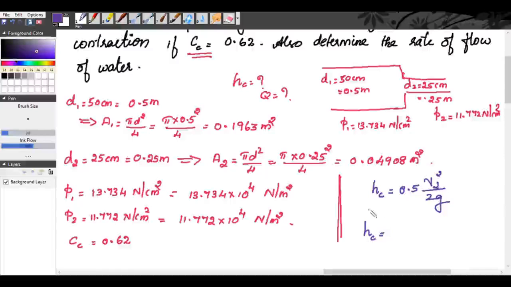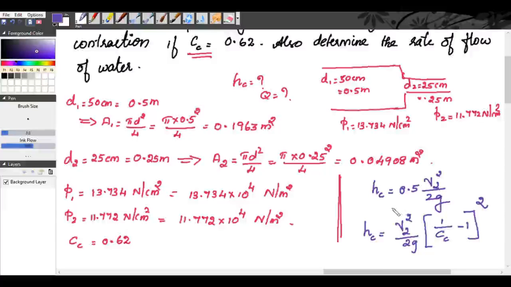Now, if V2 is not known, if the coefficient of contraction is given, the formula is, I forgot to tell you this formula: HC is equal to V2 square by 2G, the same thing, multiplied by a constant, which is 1 by Cc minus 1 the whole square. So, if the value for coefficient of contraction is given, you have to use this formula. If coefficient of contraction is not given, you can use the other formula. So, this is the formula for determining the losses due to coefficient of contraction.